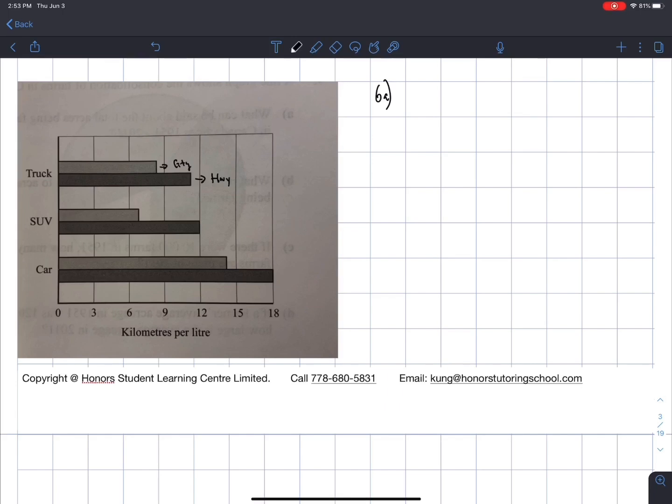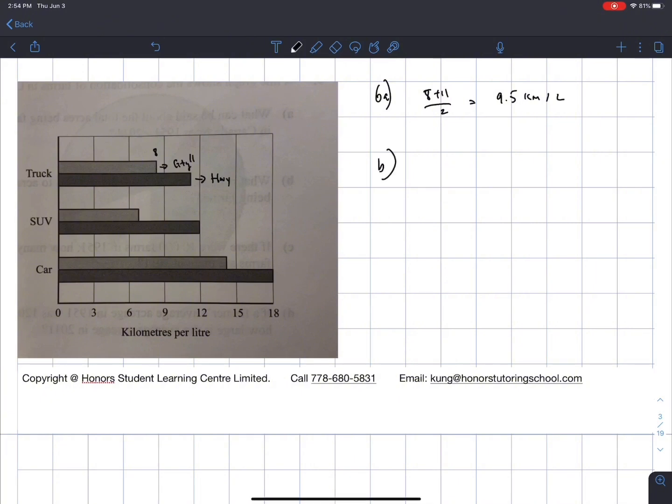What is the average fuel economy of the truck? Well, the average for the truck is going to be, that looks like 8, and that's around 11. So the average is 8 plus 11 divided by 2. You get 19 divided by 2, so 9.5 km per liter of gasoline.